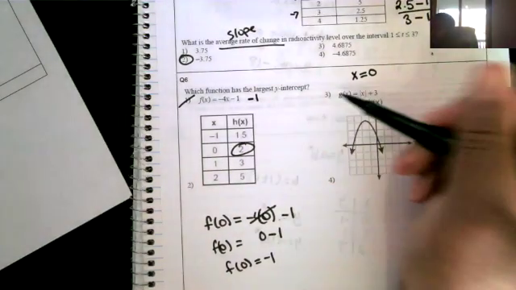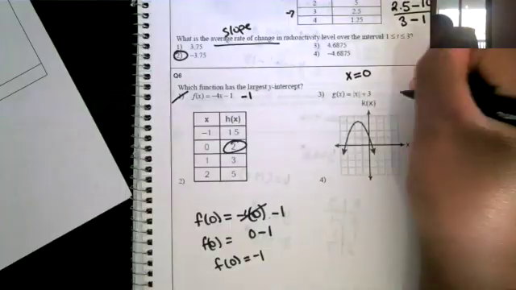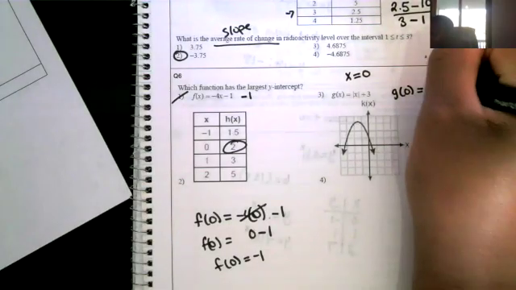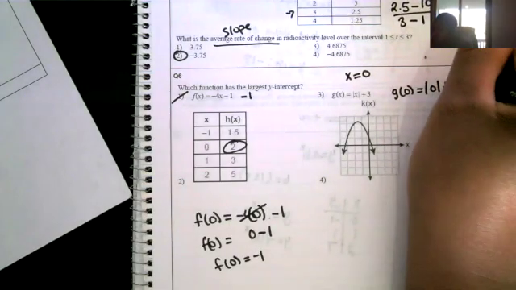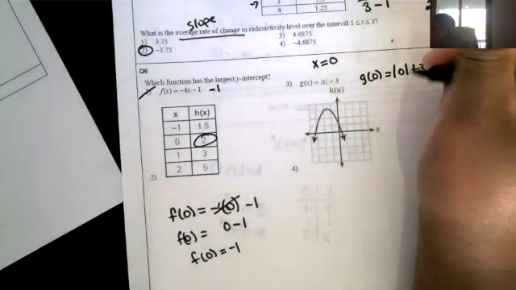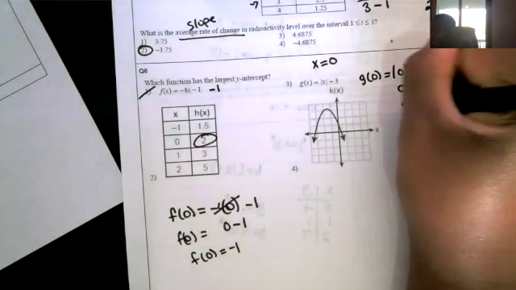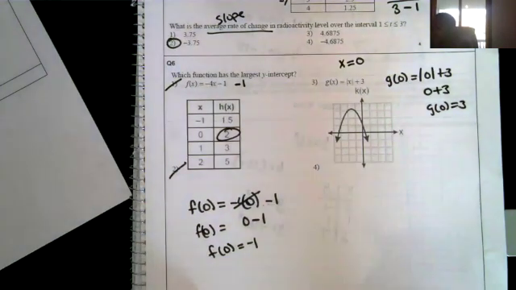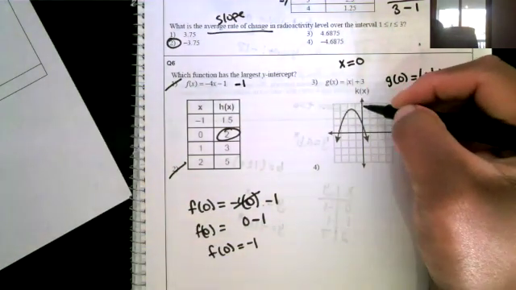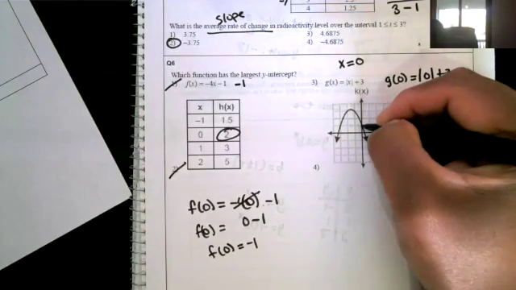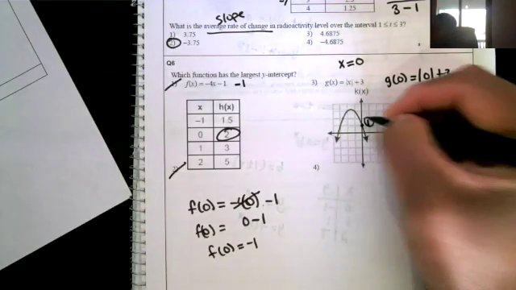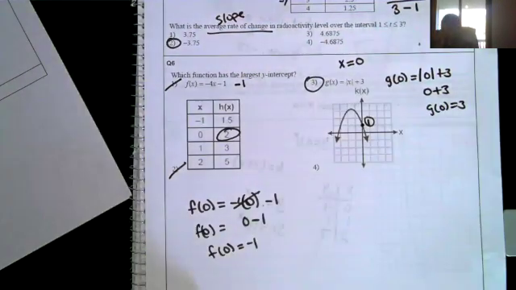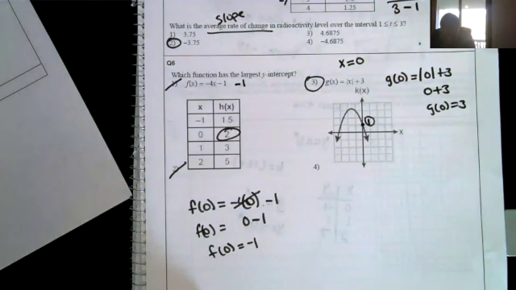Okay, for number 3, same thing. Replace the x with 0. The absolute value of 0 is just 0. 0 plus 3 is 3. Okay, now this one is leading. 3 is higher than 2. To find it on a graph is where it crosses the y-axis. It looks like it crosses the y-axis here, which is a 1. So number 3 is the largest y-intercept because it has a y-intercept of the number 3. Perfect.